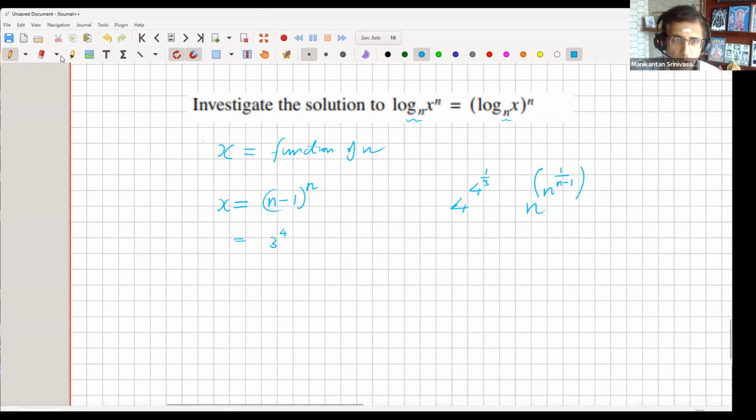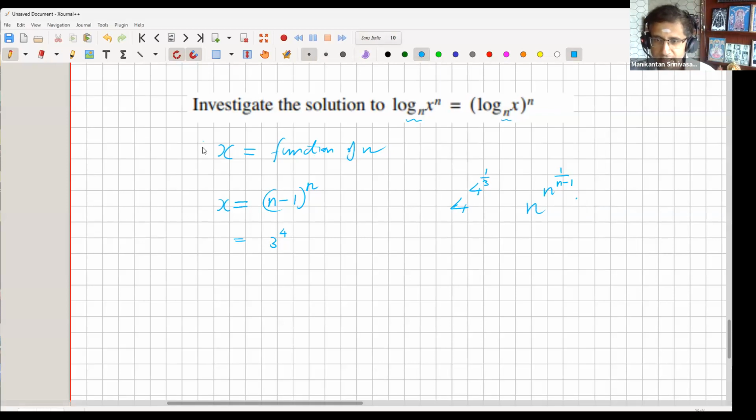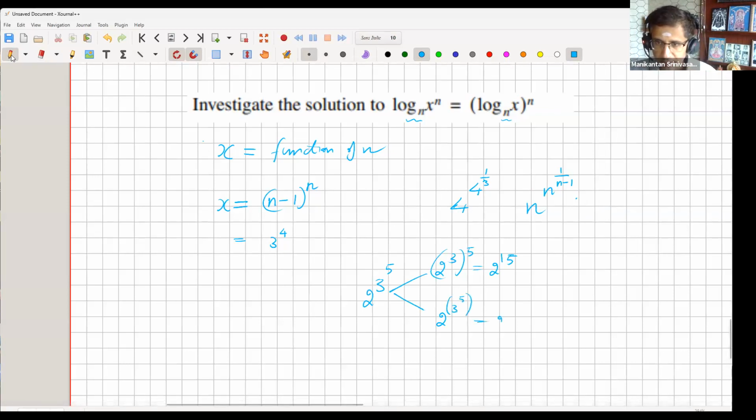Because even here, if you don't put the brackets, it is a little confusing, because people could think this is n power n whole power 1 by n minus 1. So for example, let's take some numerical example, right? Suppose it's 2 power 3 whole power 5. Then one person could interpret it as (2 power 3) whole power 5, which is 2 power 15. Another person could interpret it as 2 power (3 power 5), which is a much bigger number, which is 2 power 243, right? Always, when you are writing your answer, put brackets, right?